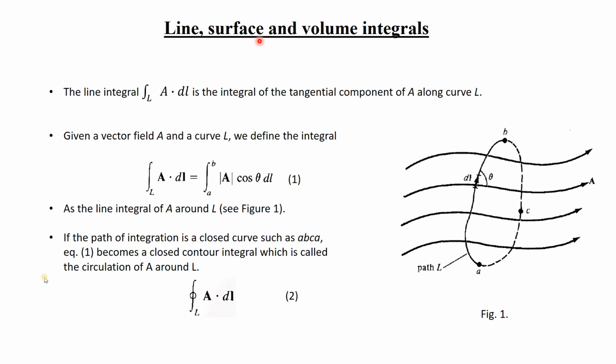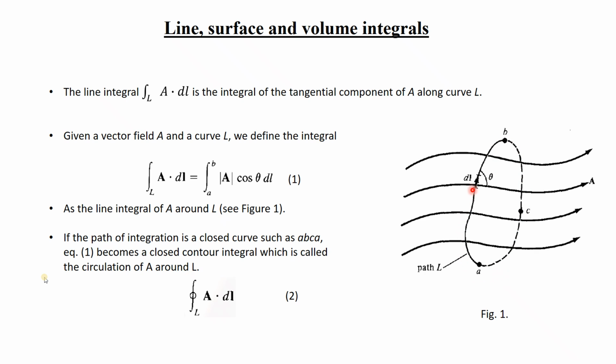Now the line integral is the integral of the tangential component of A along curve L. That means when we have a particular vector, suppose vector A is traveling like this. It is moving from left to right.